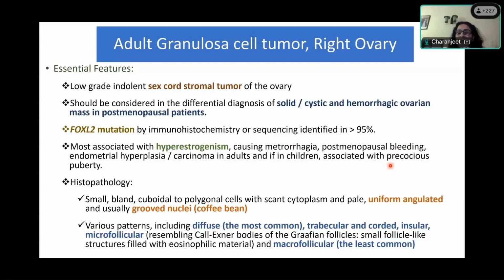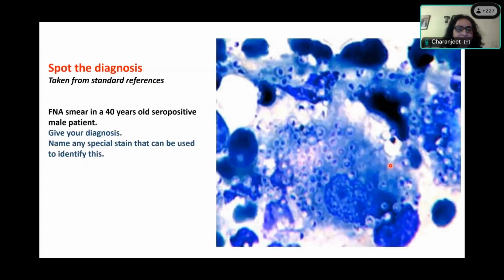Okay, quickly spot the diagnosis. Last slide. What is the diagnosis? 40-year-old male, seropositive. Give your diagnosis. Special stain that you will use.